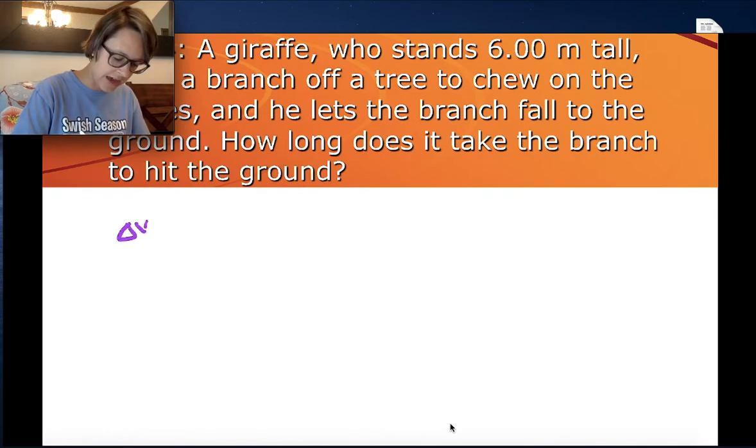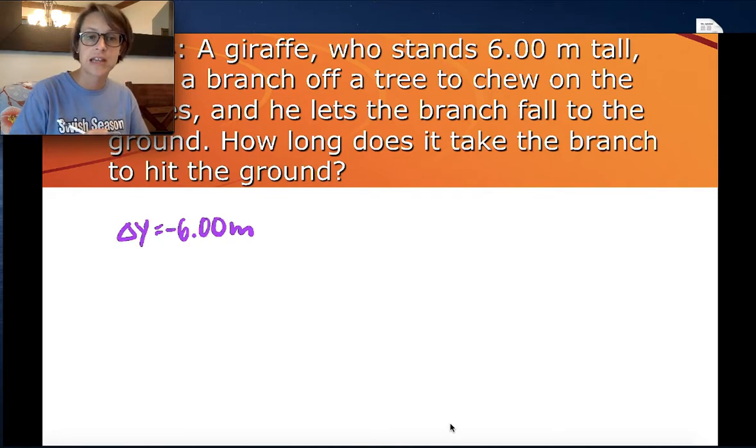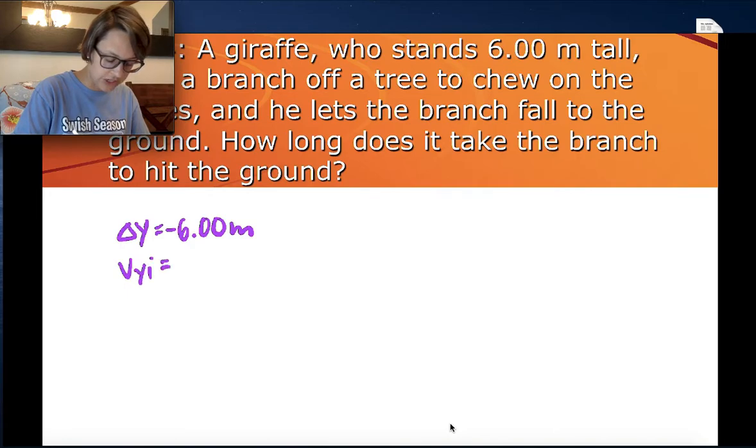Okay, so we have a height, right? Giraffe is holding the branch at 6 meters up. It's going to fall that far, so I'm going to turn that into a negative number. We know that the giraffe is holding the branch in his mouth before he drops it, so VYI is 0. We know the giraffe is on the earth, so A is negative 9.8 meters per second squared. And the question is how long, and so that's a time question.